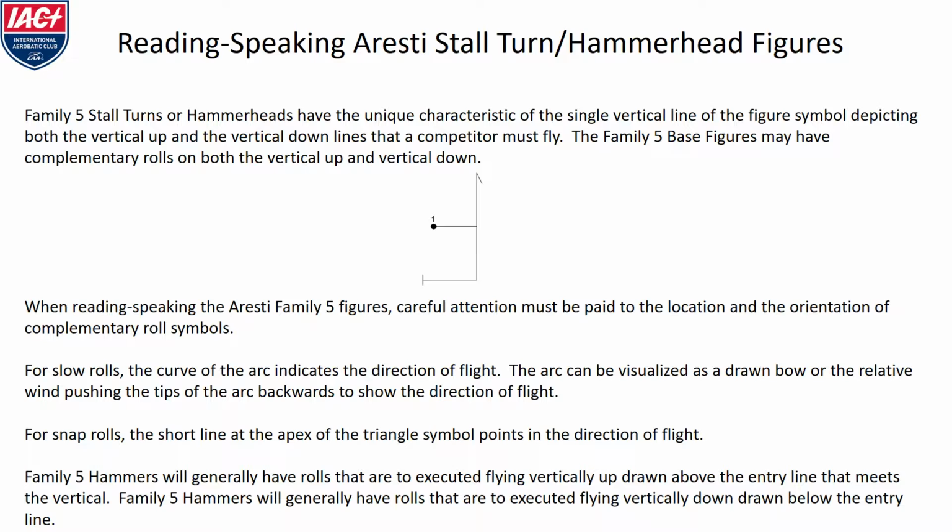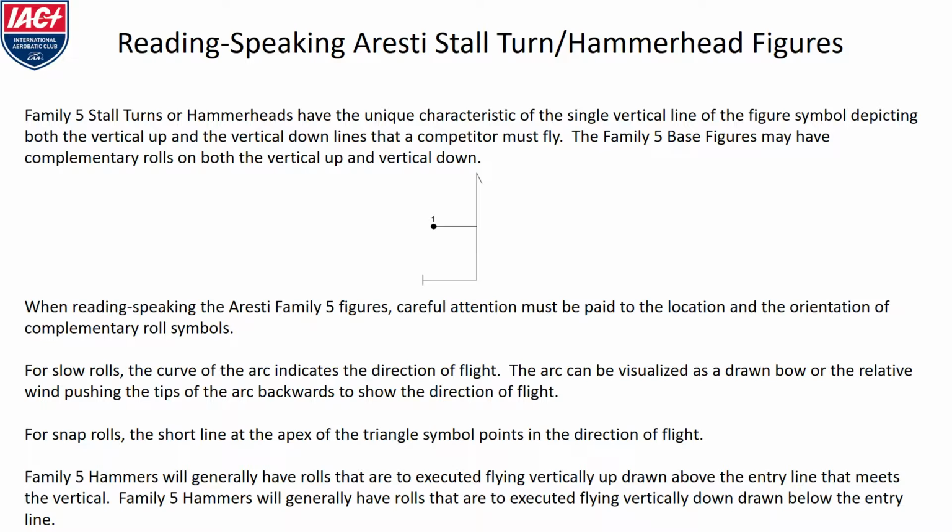Reading, speaking Aresti stall turn hammerhead figures. Family 5 stall turns or hammerheads have the unique characteristic of the single vertical line of the figure symbol depicting both the vertical up and the vertical down lines that a competitor must fly. The Family 5 base figures may have complementary rolls on both the vertical up and vertical down.